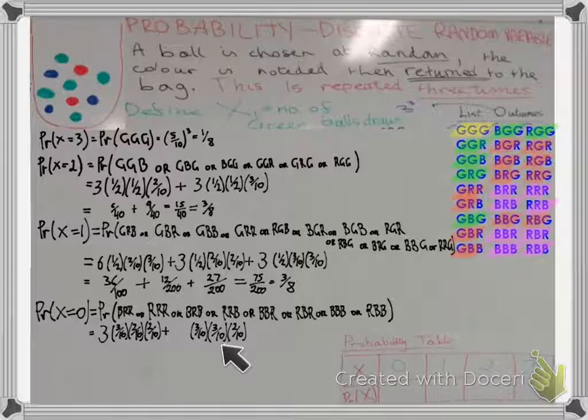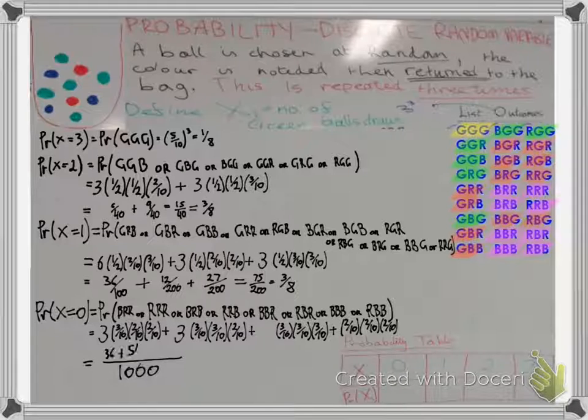We could have 2 blues and 1 red. That occurs 3 times. And then we could have just 3 blues, blue, blue, blue. That's one outcome. And then we could have another outcome, which is 3 reds, red, red, red. And that's that outcome. So we multiply it all out, simplify the probability, and we get 1/8.